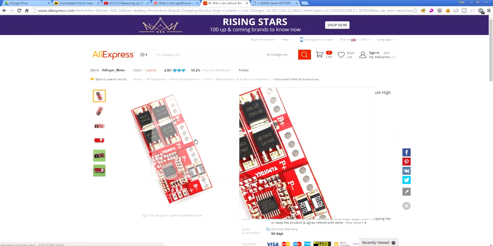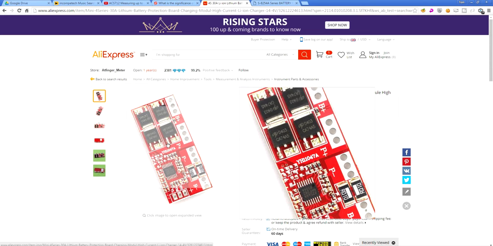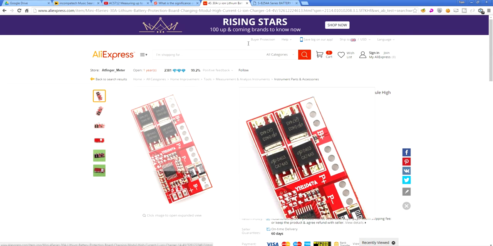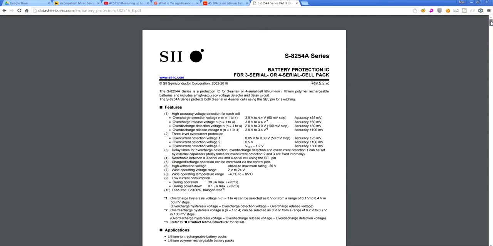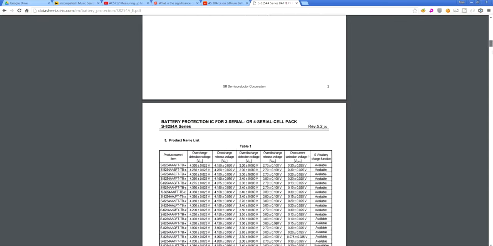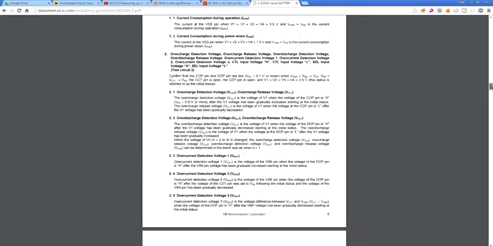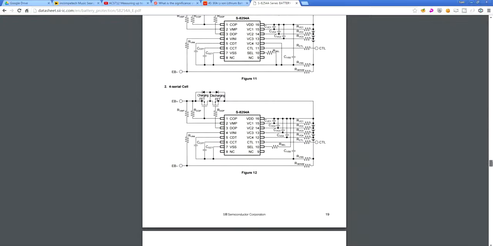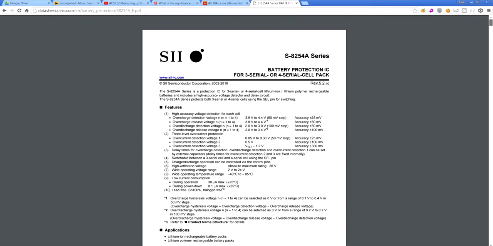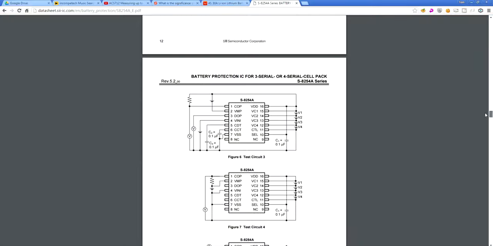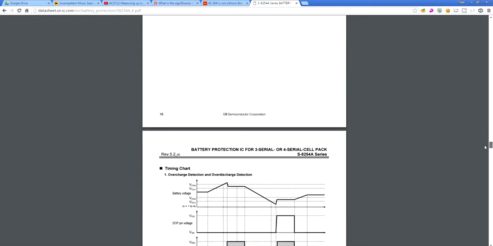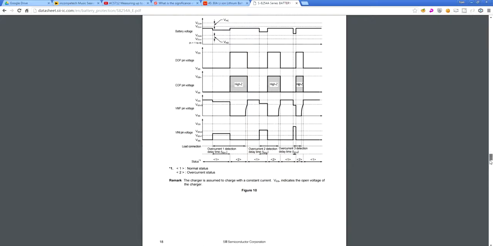Right, here we are, and this is the 4S cell on AliExpress. And as you can see, it looks remarkably similar. I've also got the data sheet up here. It's a chip called the 8254 from Seiko. Pretty impressive piece of silicon. And down here they have the configuration. Well, actually, if I go to the top, it says it's for a serial 4 or serial 3. So clearly somebody's crippled the 4 cell operation on the board that I've got.